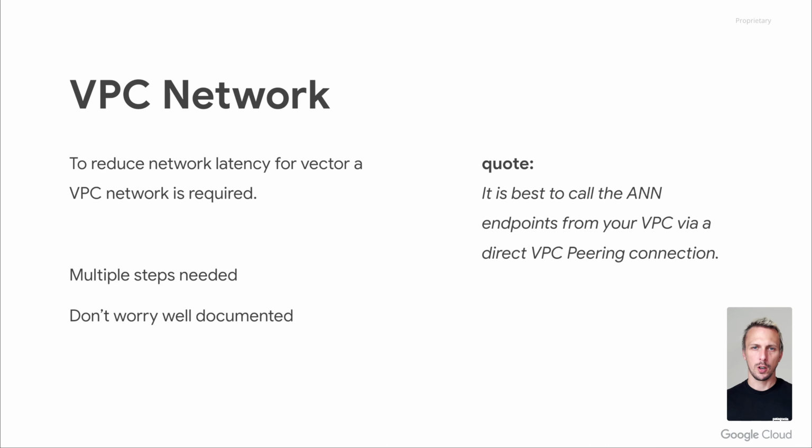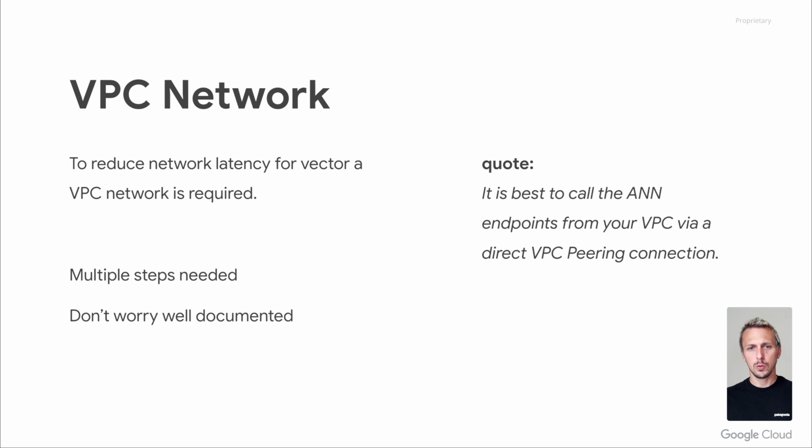To reduce the network latency for the vector matching queries, a VPC network is required. You might ask, why do we even need a VPC network? And I agree with you, this requirement is just cumbersome. In the Google documentation, you find a quote on the right side here on the slides, which sounds like an optional step, right? Trust me, you need a VPC network, it will not work without it. Anyway, it's a one-time setup, so don't worry too much. I just do a TLDR now, we go into all the details later in our demo.